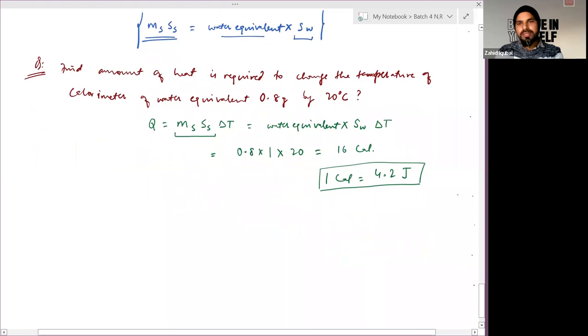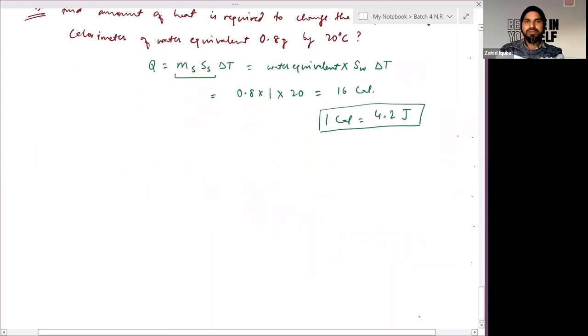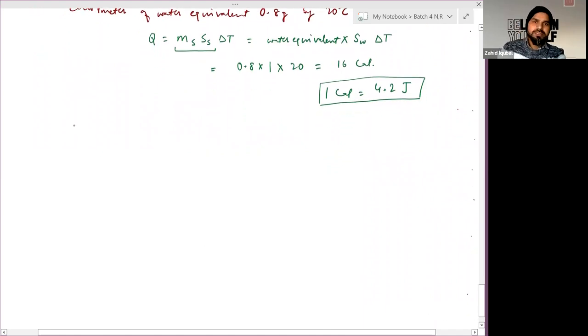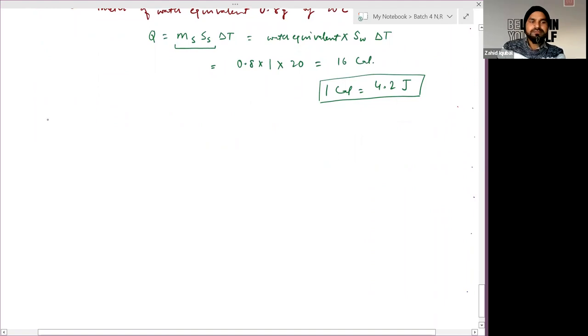So this is all about calorimetry, or exchange of heat, or transfer of heat between two bodies or two systems. Let me define the next part of this chapter, that is transfer of heat, or simply heat transfer, in which the first process is conduction.